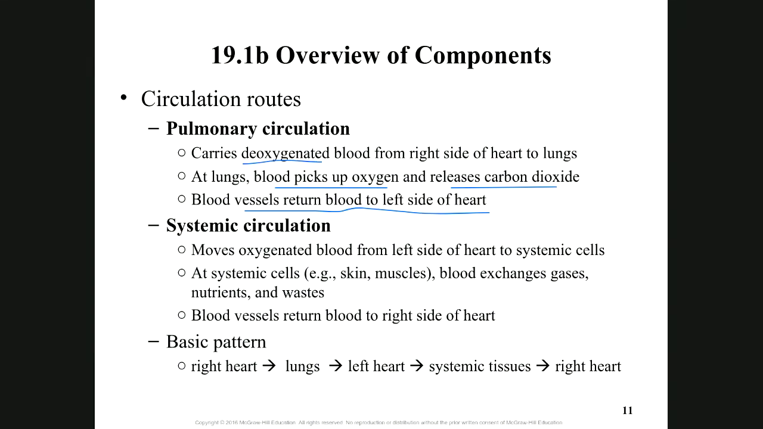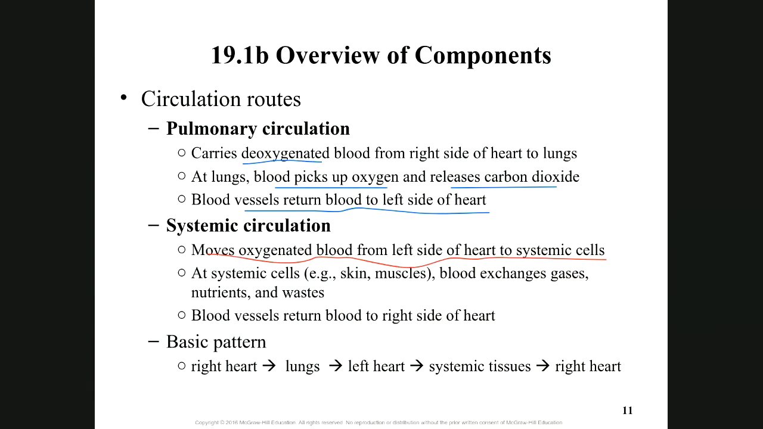And the other type of circulation, the other route of circulation, is called systemic circulation. It moves oxygenated blood from our left side of the heart to all parts of our body, to systemic cells and tissues which we have in our body.